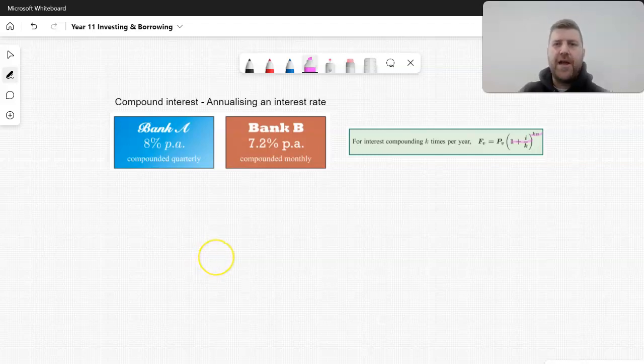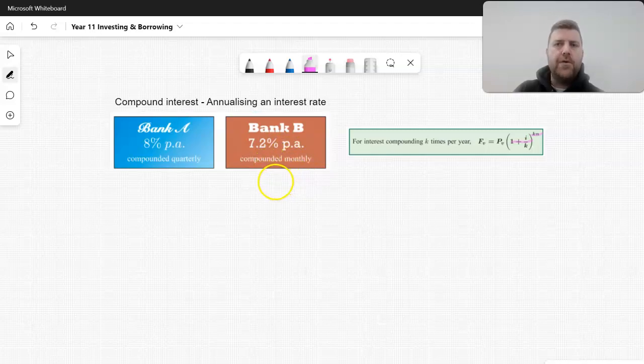Today's video I'm going to show you how to annualize an interest rate when we're looking at compound interest. The reason we would do this is so that we can compare rates that have different compounding periods. The example I'm going to go through today, I've got Bank A and Bank B. Bank A has an 8% per annum interest rate, which is compounded quarterly. Bank B has a 7.2% per annum interest rate, which is compounded more regularly, every month.